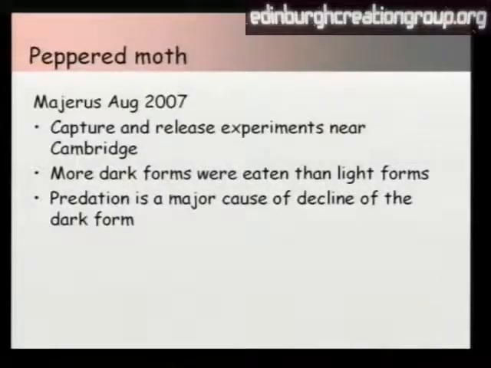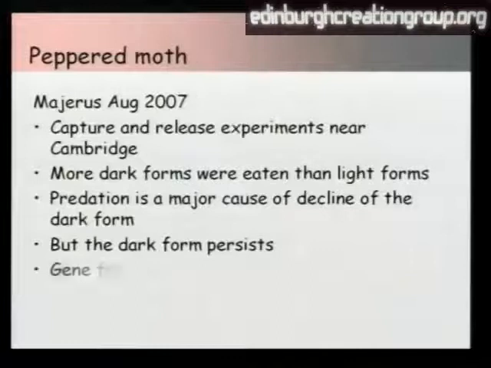And predation, in other words being eaten by a bird, is a major cause of the decline of the dark form, because now in Cambridgeshire what's happening is the dark form is becoming less common and the light form is more common, rather than the original event, which was the pollution which caused the dark form to become common. So we seem to have a mechanism to explain natural selection in action causing a change in gene frequency.